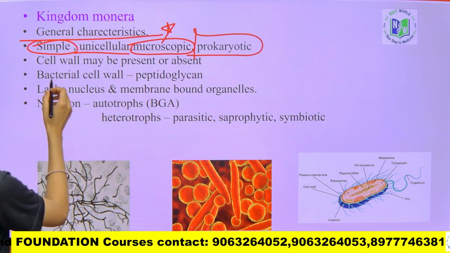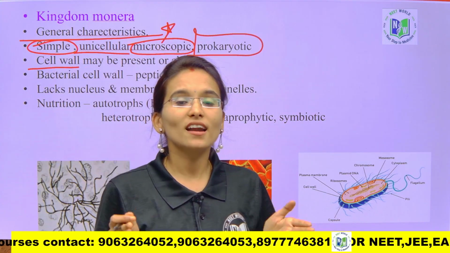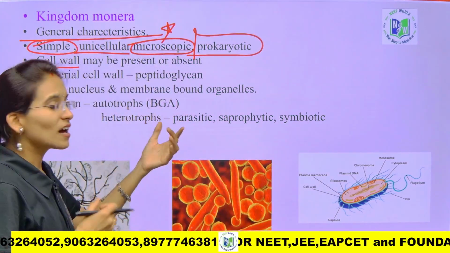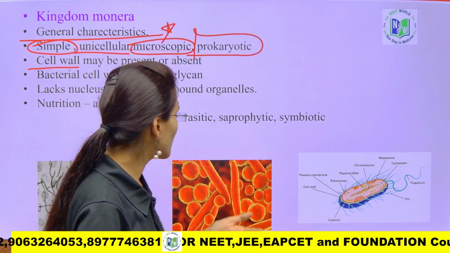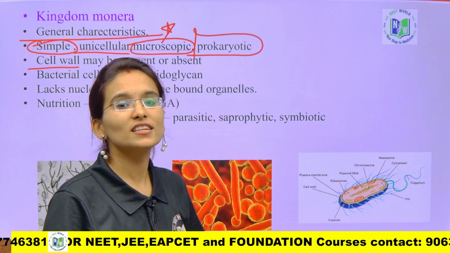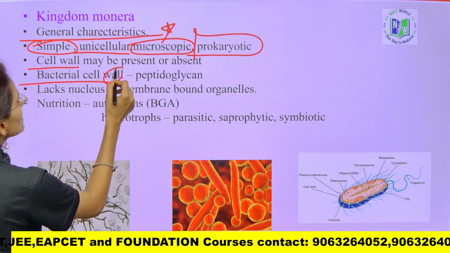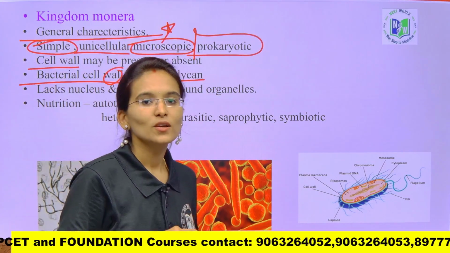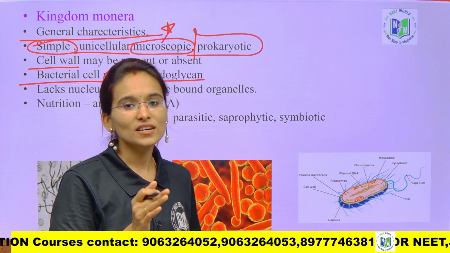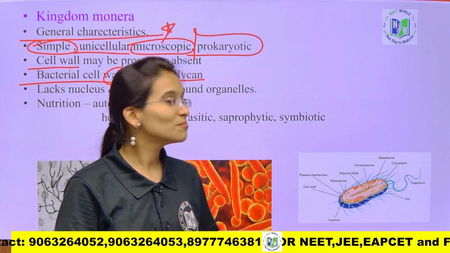So, now look into the cell wall. The cell wall may be present or absent. There are some organisms in the Kingdom Monera where the cell wall is either present or absent. Later we are going to see in which organisms the cell wall is present and in which it is absent. So, first look here, the bacterial cell wall is made up of peptidoglycan. Students, these are the basics you have already covered in the first session itself, in the cell, the fundamental unit of life, where you learned briefly and in depth.